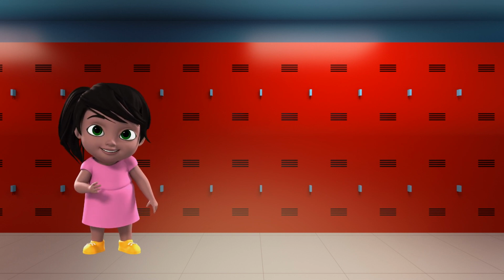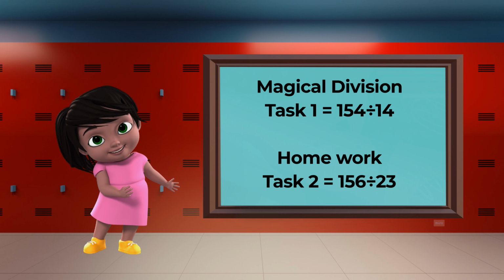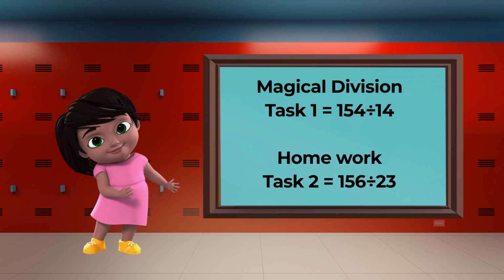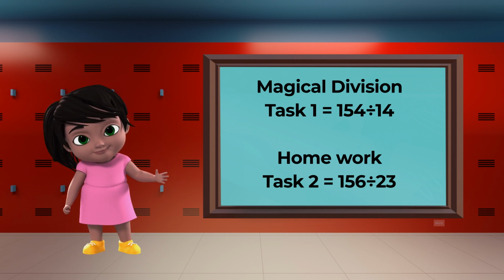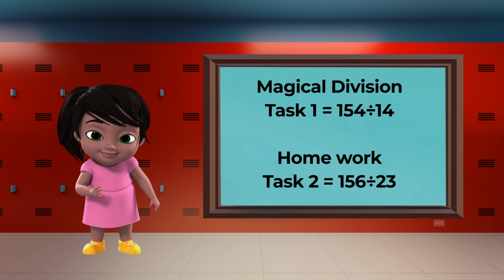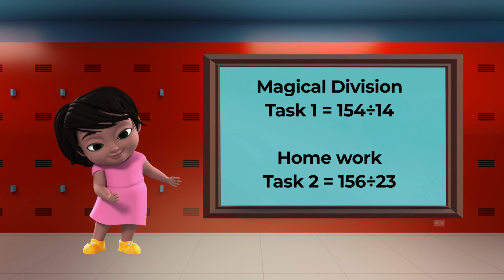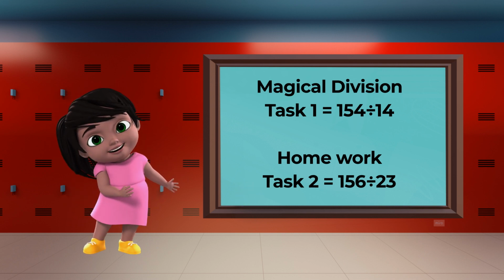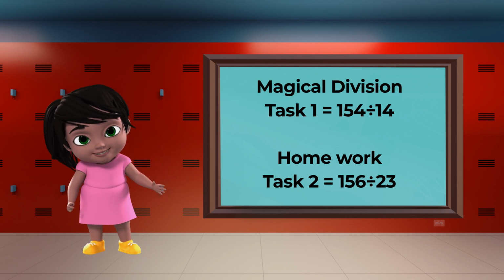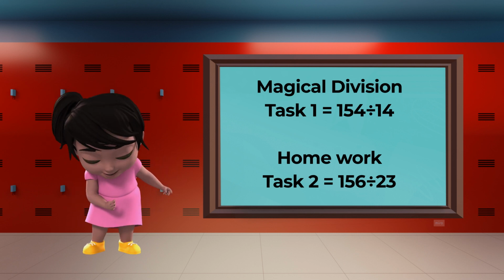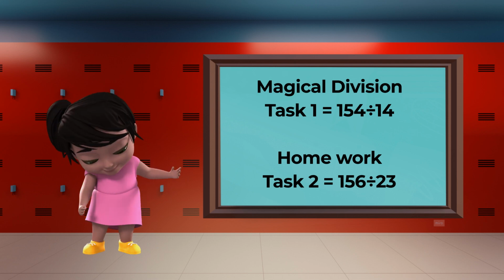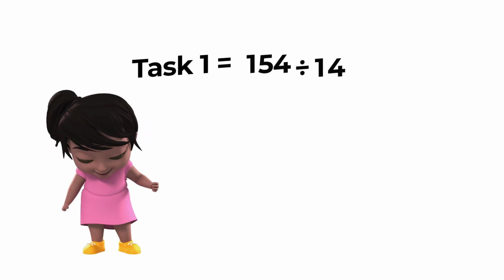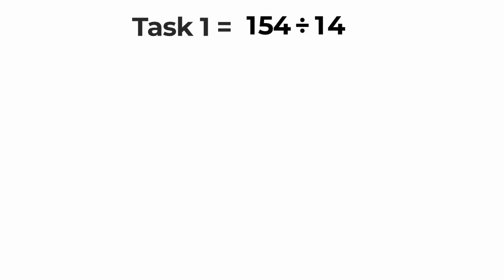So, where were we? Yeah, magical division. So we're going to divide big numbers like 154 divided by 14. Also, you're going to try the task 2 by yourself. We're not going to use any calculator. Go! Grab a paper and a pencil quickly. Let's go. Write the question on the top.